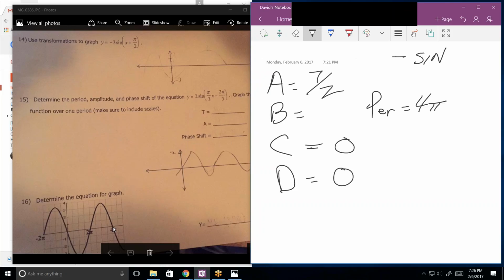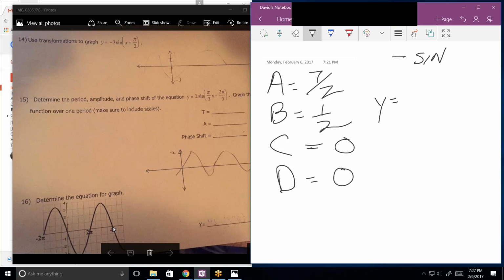Okay. What does that make B? Remember, B is 2 pi divided by the period. That's going to just be 1/2, right? Now we have enough for our full equation. Got everything we need. So y equals what? Y equals 7/2 sine of 1/2 x.